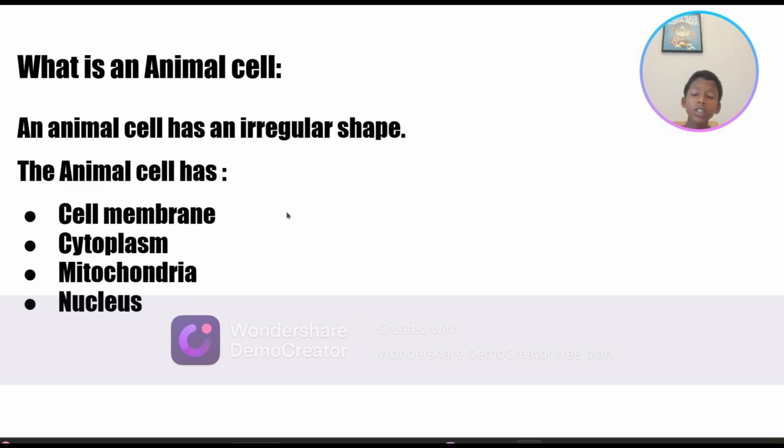What is an animal cell? An animal cell has an irregular shape. The animal cell has a cell membrane, that's number 1, cytoplasm, number 2, mitochondria, number 3, and nucleus.